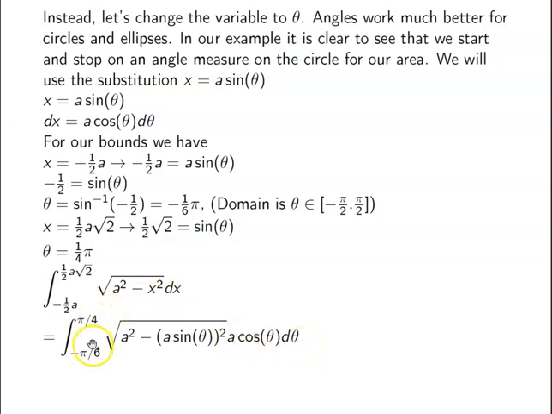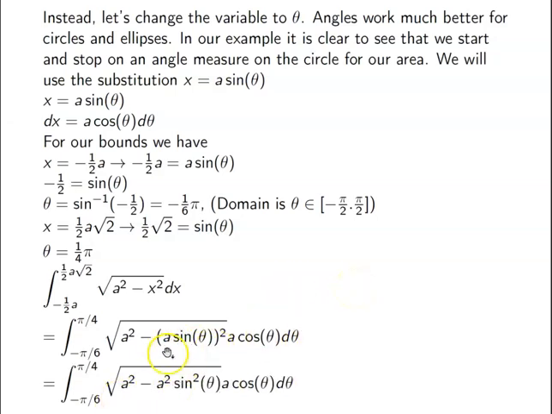So this a can move over here to the front. Remember, a is a constant value. It's the radius of the circle that I'm working with, right? So this is not a variable, it is a constant. The variable that we're working with is theta. Everything else is treated like a constant or a function of theta if indicated.